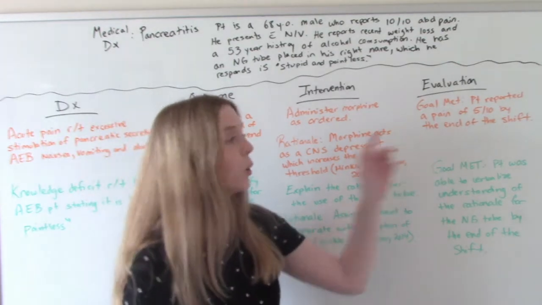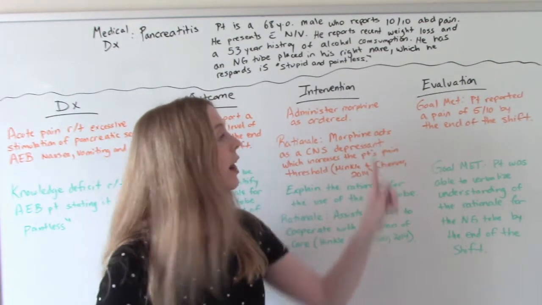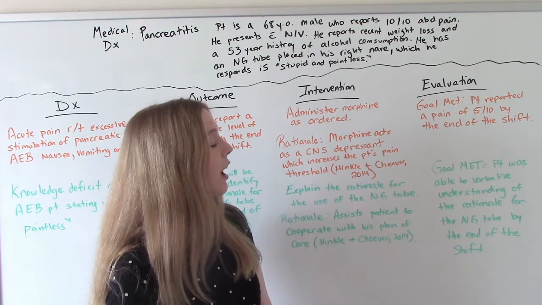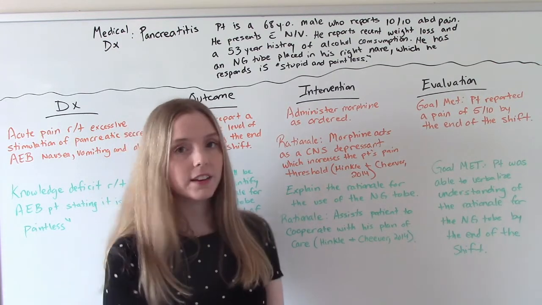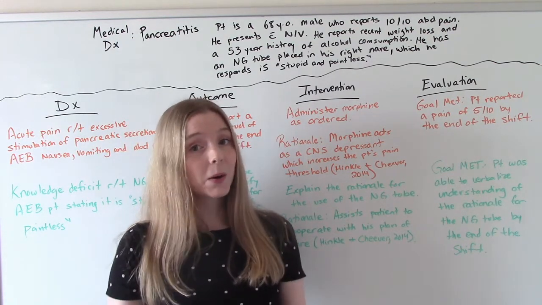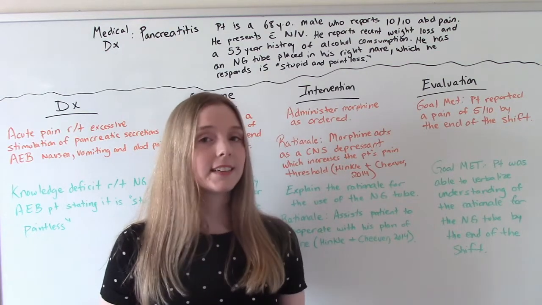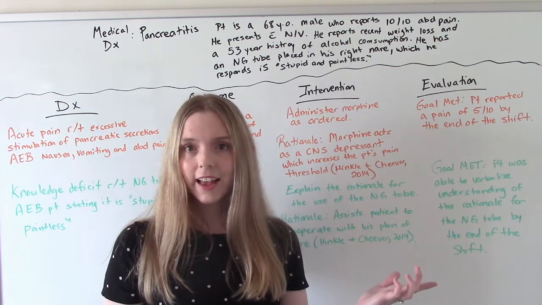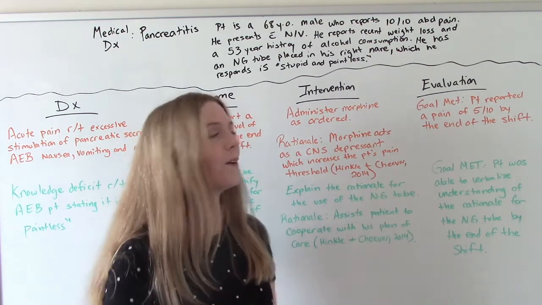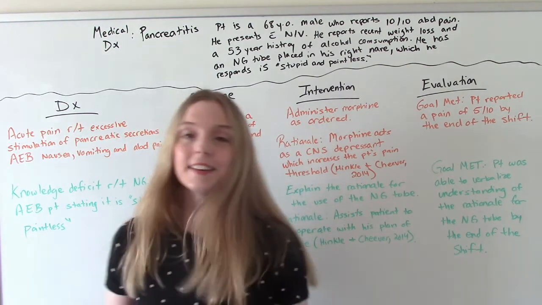And we can say our goal was met because the patient reported a pain of 5 out of 10 by the end of the shift. So it didn't get down to 0, but we didn't expect it to get down to 0, right? But we wanted it to get less than 10. And 5 is less than 10, so there's our proof. We met our goal, so that's good. Now let's do the second one.